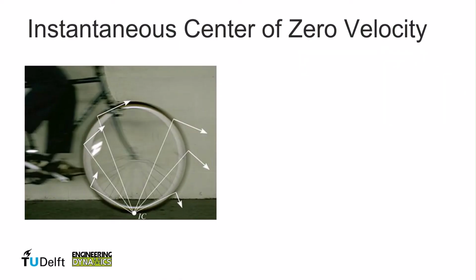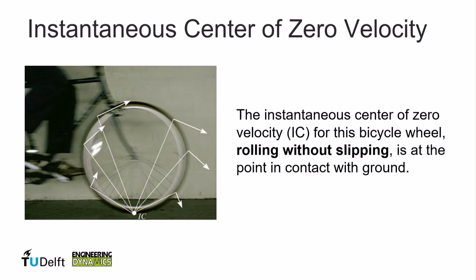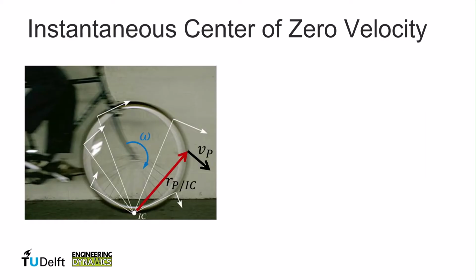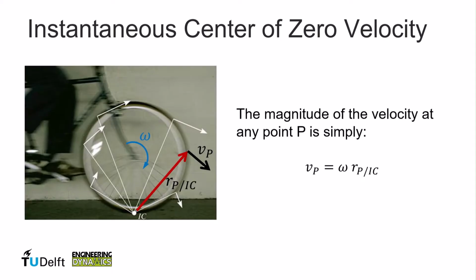For a bicycle wheel, or any wheel rolling without slipping, the IC is located at the point in contact with the ground. With this technique, using the position of the IC, note how simple it is to calculate the velocity of the wheel at any point, just multiplying the angular velocity and the magnitude of the relative position.